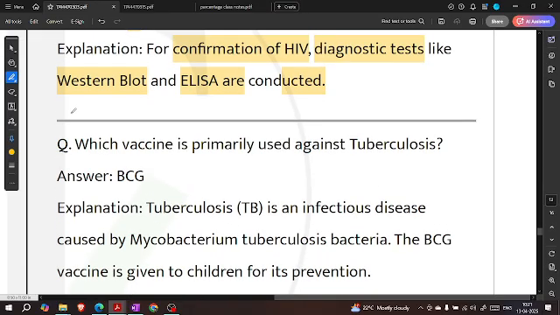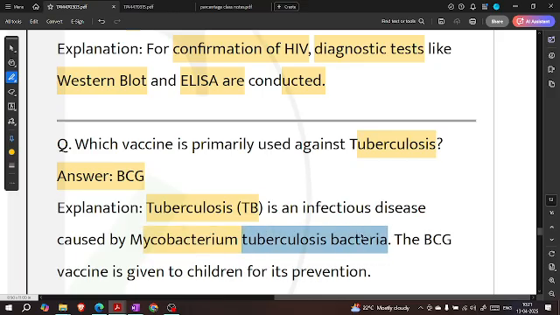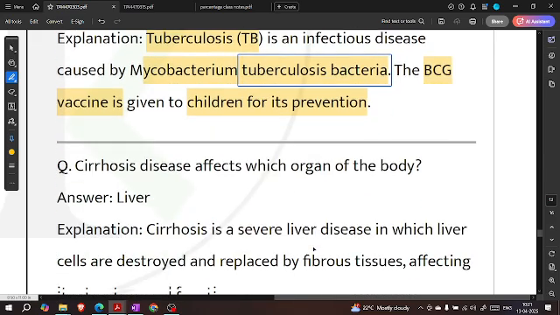Which vaccine is primarily used against tuberculosis? BCG. Tuberculosis is an infectious disease caused by the Mycobacterium tuberculosis bacteria. The BCG vaccine is given to children for its prevention.